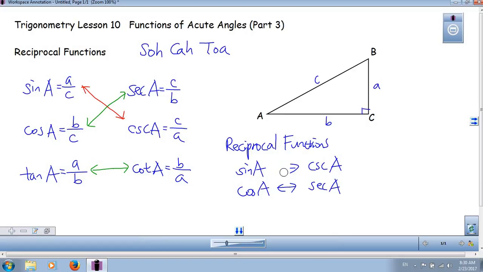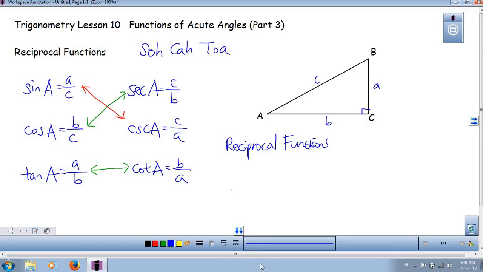Okay. Now let me actually write this using mathematical formulas. What do I mean by reciprocals? It means when I multiply them together, their product is always equal to 1. So that means sine A times cosecant A is always equal to 1. Or it means that sine A is the reciprocal, which is 1 over cosecant A, or cosecant A is equal to 1 over sine A.